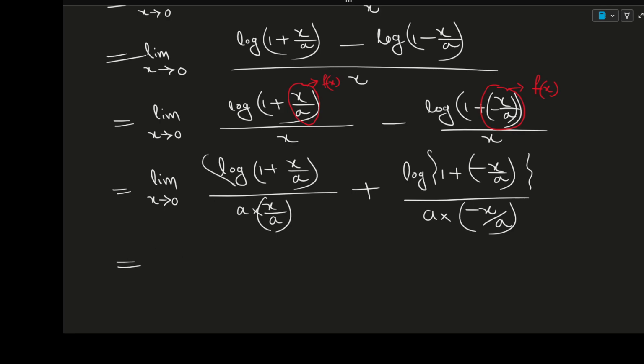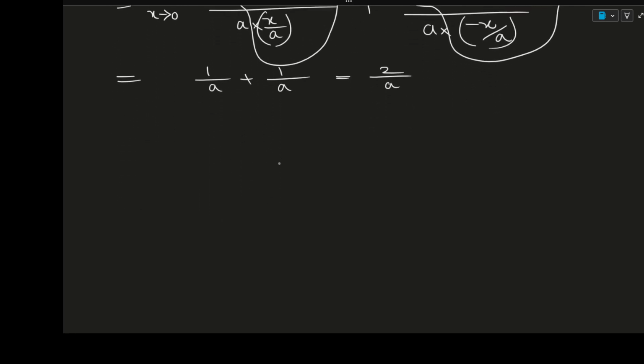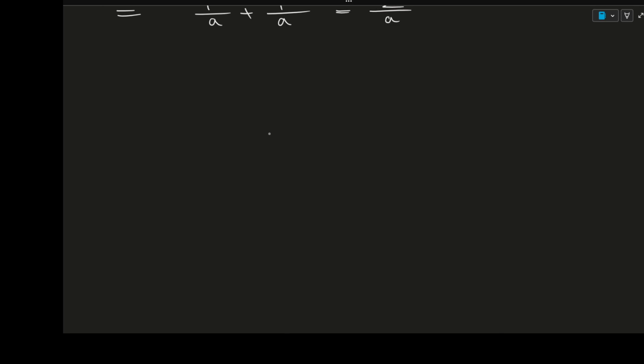Then this limit will be 1 and the limit of this one will be 1. So the rest, one here from this term we will get 1 by a, plus here we will also get 1 by a. So it will be 2 by a. Now we'll see another question.